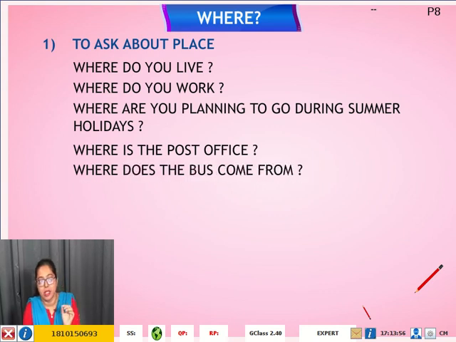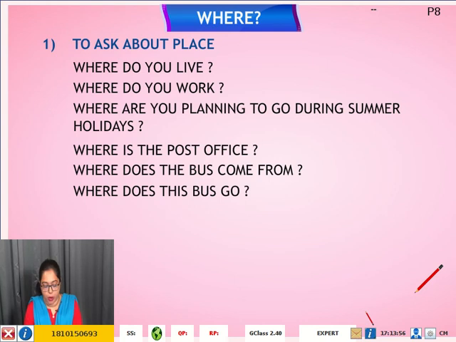Another example coming up on the screen, that is, where does the bus come from? That means here also we are trying to know the location. I'll try to repeat once again. Where do you live? Where do you work? Where are you planning to go during summer holidays? Where is the post office? Where does the bus come from? Another example, where does this bus go? So these questions are all related to asking about a place.